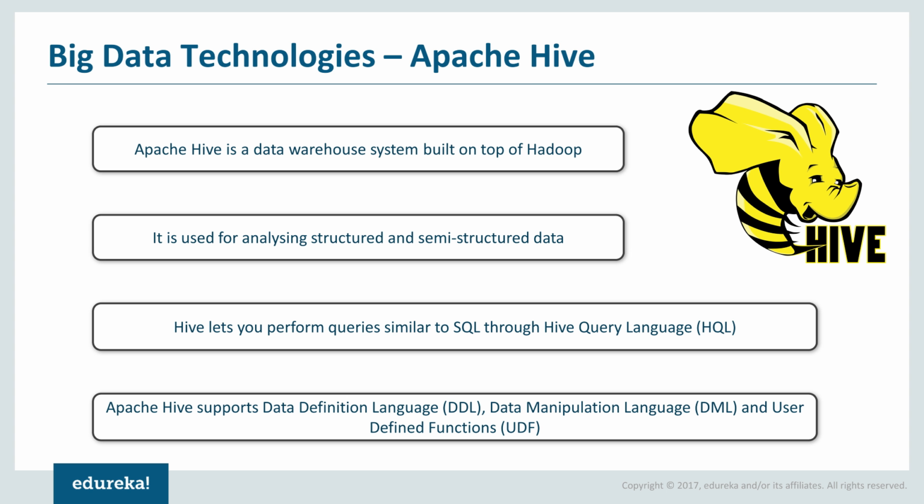Now let's understand what big data technologies are available. First we'll speak about Apache Hive. Apache Hive is a data warehouse system built upon the Hadoop system. Okay, we have the Hadoop distributed file system. Upon that, we have an interface where we can speak to it so that it goes back and fetches the data from HDFS, right? It is used for analyzing structured and semi-structured data.